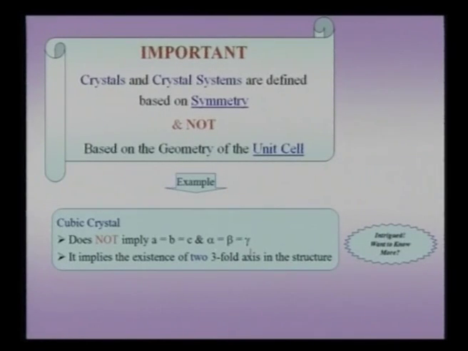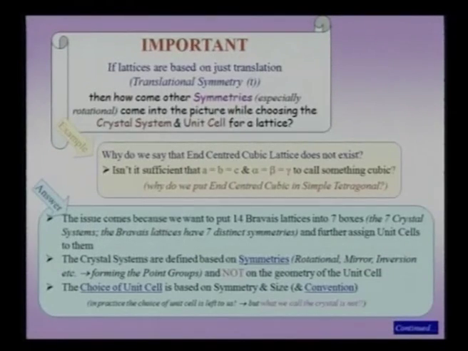Now, the reverse is however true. If I already have a cubic crystal, then I will obviously make a choice of a unit cell axis, which is A equal to B equal to C, alpha equal to beta equal to gamma equal to 90 degrees. So, now we can ask ourselves a few questions which are very, very important.